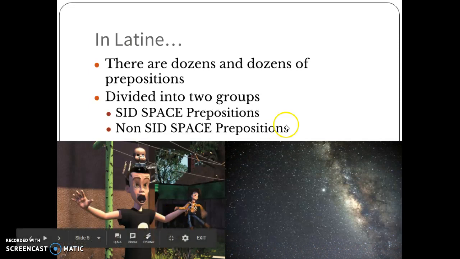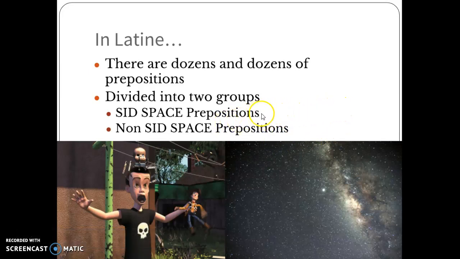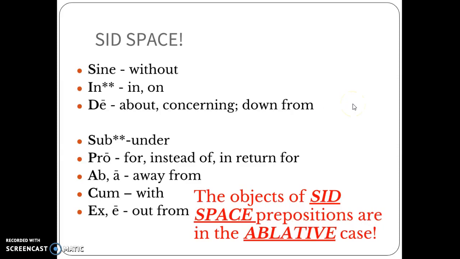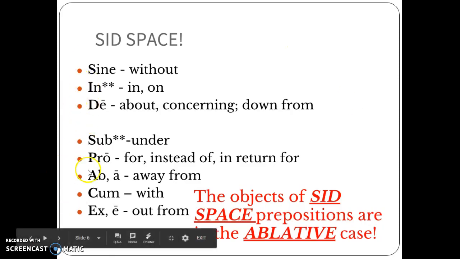There's just one weird thing about this, and that is there are two different groups of prepositions. One really small group called the SID space prepositions, and then the really, really big group called non-SID space prepositions. And we'll talk about the difference of them in a second. First, we're going to talk about SID space prepositions. SID space is a mnemonic device for you to remember 7 prepositions. These prepositions are very common, and they follow their own little set of rules. Every other preposition outside of these, and I said 7, I mean 8, follow a different set of rules.